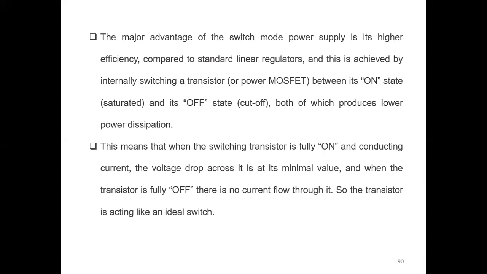This means when the switching transistor is fully on and conducting current, the voltage drop across it is at its minimal value, and when the transistor is fully off, there is no current flow through it. So the transistor is acting like an ideal switch.